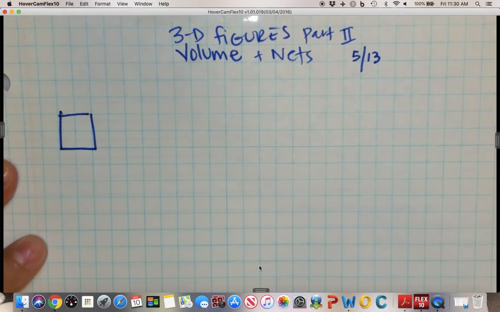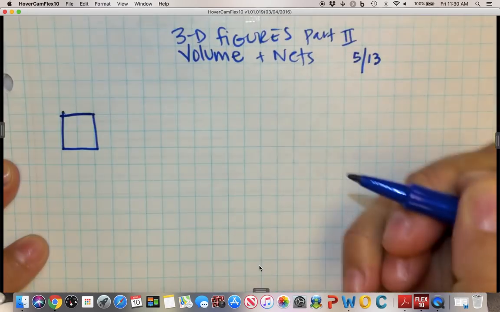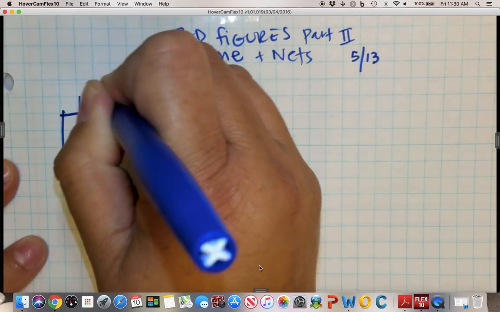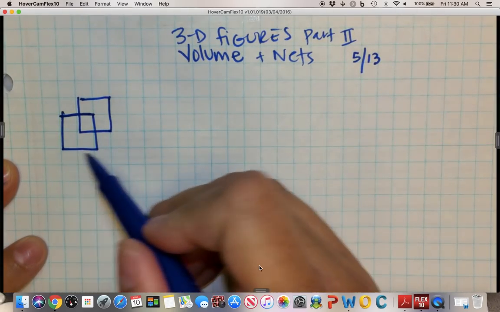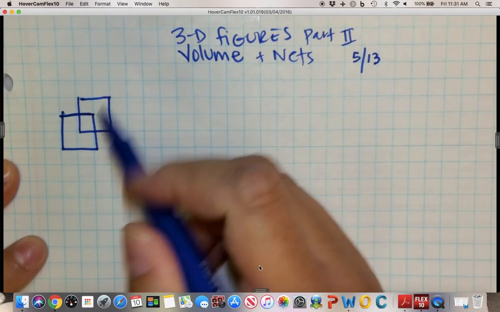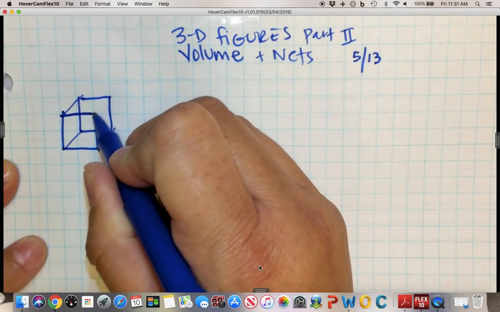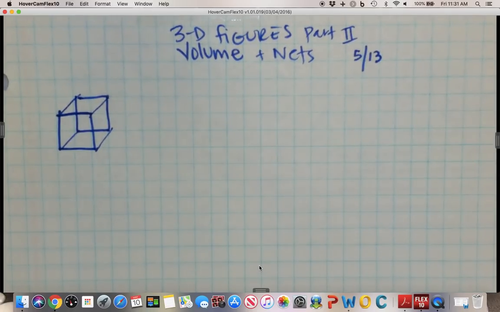So I'm going to draw 4, and then 2 by 2, 2 by 2, and then connect them to make my cube.